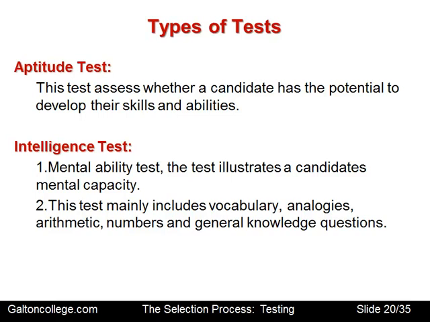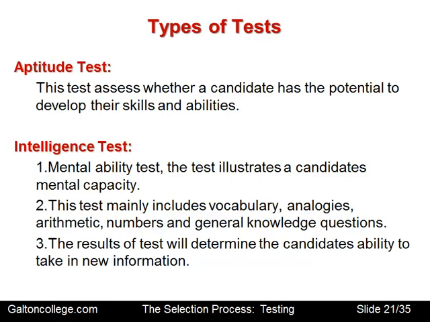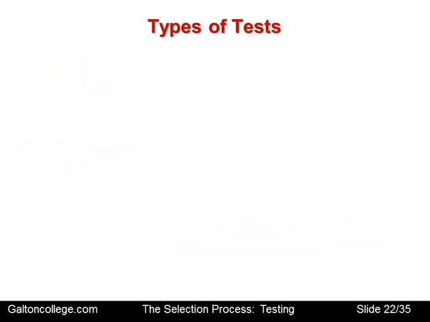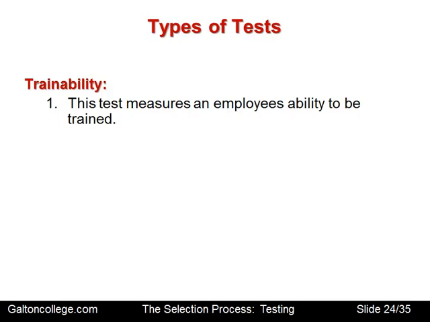Intelligence testing is well established. The results of the test will determine the candidate's ability to take in new information, which is important. Now, the types of test, again, trainability. Test measures the employee's ability to be trained.